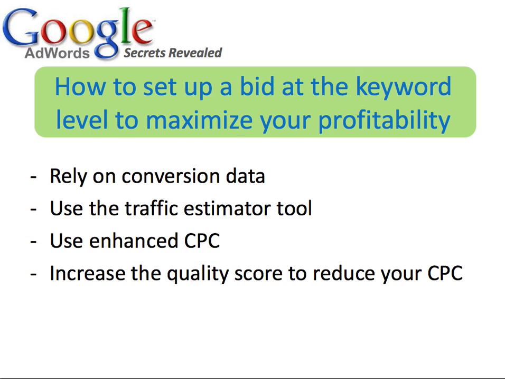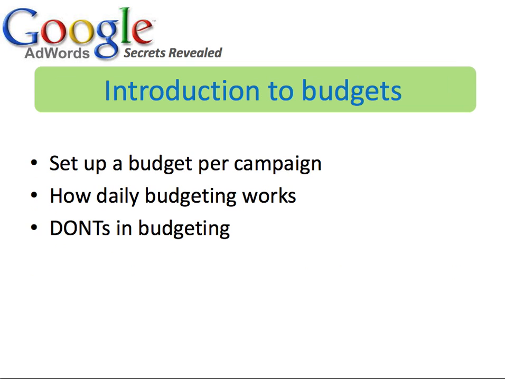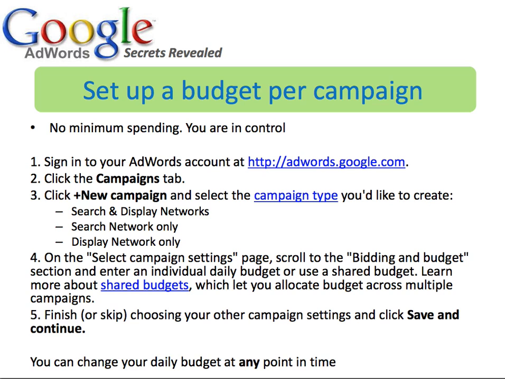So right now we will also start the second section of the training, and the second section will be focusing on how to set up a proper budget for your campaign. And in order to do that, we will also say what not to do and what the best practices are in AdWords budgeting. So, in order to set up a budget for your campaign, just keep in mind that you don't have a minimum spending.